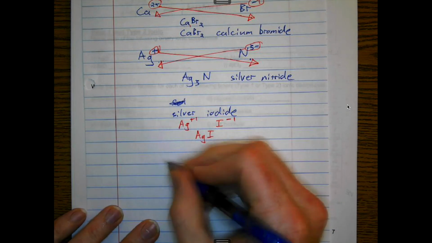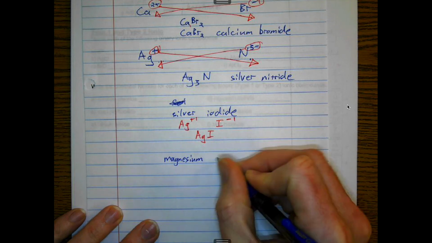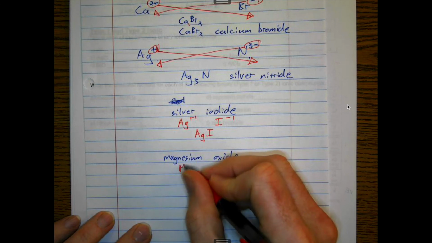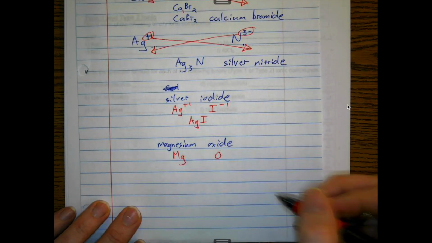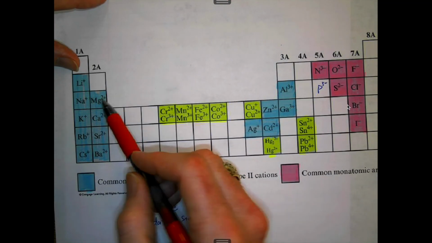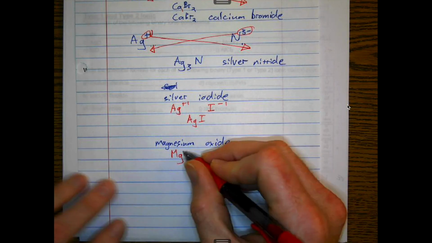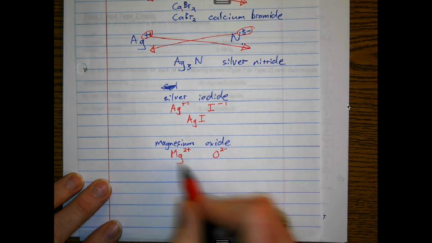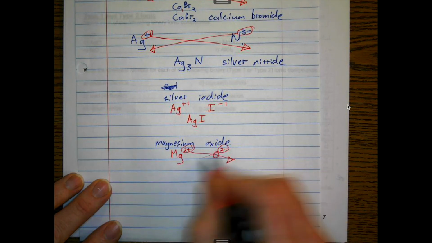Now, if we look at magnesium oxide, we just have to look them up. We know that magnesium is Mg, and we know that oxygen is O. We look them up on that handy periodic table. We find that Mg is a 2 plus, and that oxygen is a 2 minus. Now we figure out something interesting. So that 2 comes down here, and the 2 comes down here.